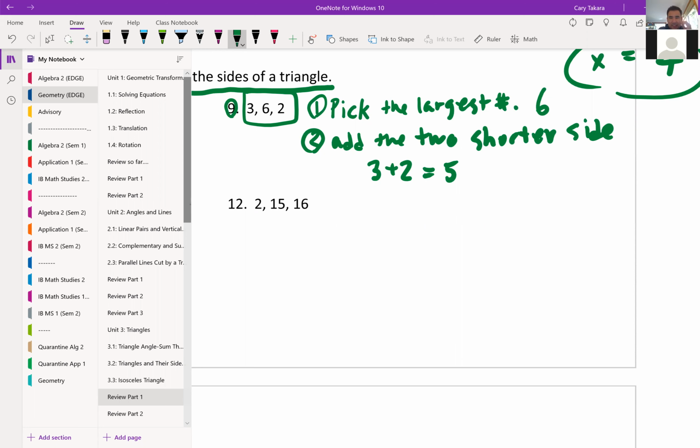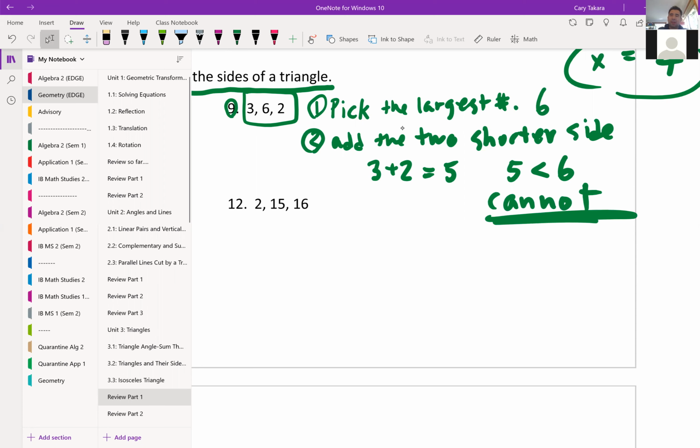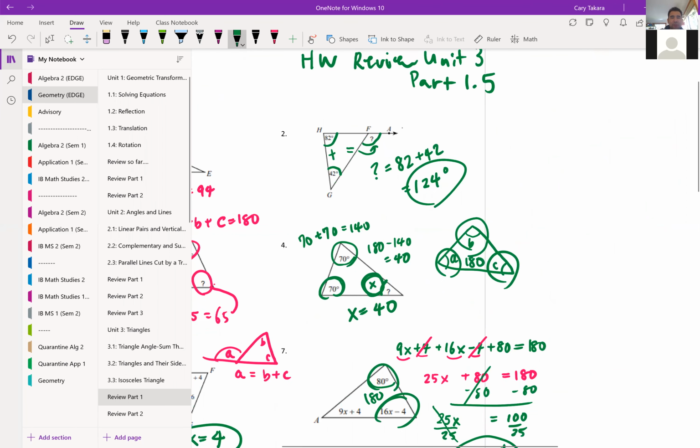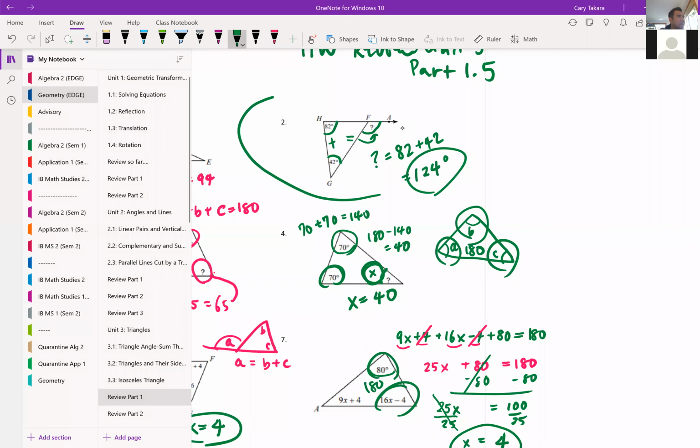Okay, since 5 is less than 6, we cannot form a triangle. Okay. So how about number 12? Can this one?